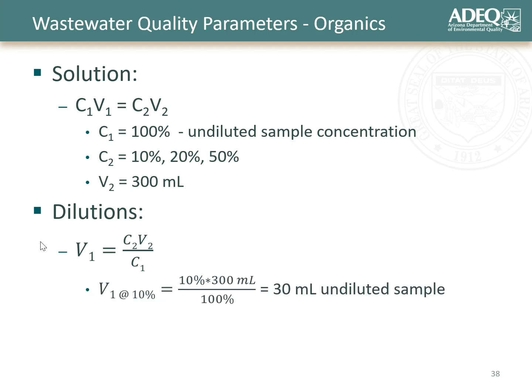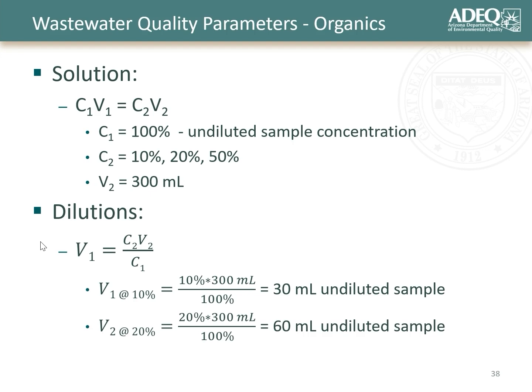In the case of the first bottle, our C2 is 10%, our volume is 300 mLs, and our initial concentration is 100%. So it's 10 times 300 divided by 100, which gives us 30 mLs. Because the percentages are in the top and the bottom, those both go away, and we're left with mLs as our unit. So we're left with 30 mLs of undiluted sample that we need to add to a 300 mL bottle to make a 10% dilution.